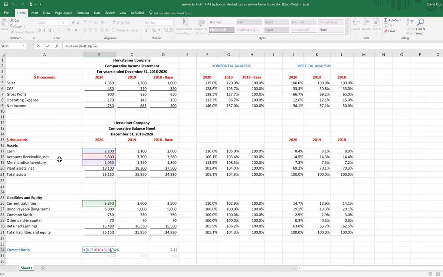Okay? Now, we know that the current ratio is your current assets divided by your current liabilities. So that is doing what we want it to do, because our 3 current assets in this example are cash, accounts receivable, and merchandise inventory. Now, some other company might have 5 or 6 current assets. You have to make your formula accordingly. We only have 1 current liability, but if there were more than 1 current liability, you would have to add these as well. Now, this is important.